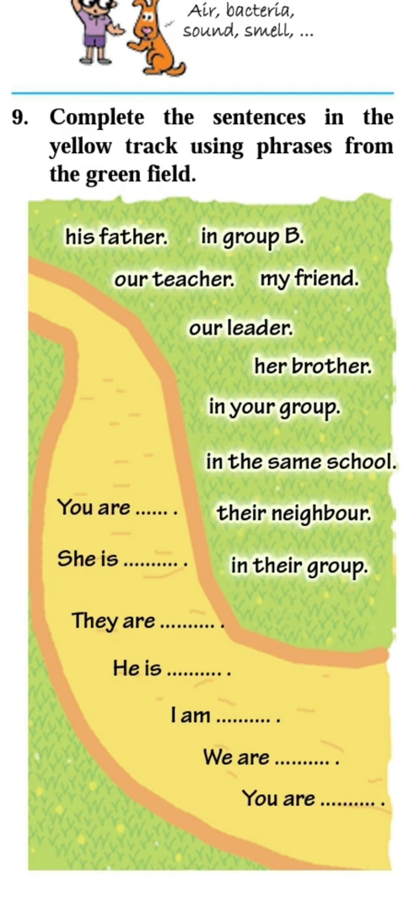So now, first incomplete sentence is you are. You can use my friend. Now sentence becomes: you are my friend. You can use our leader. Now sentence becomes: you are our leader. You can use our teacher. Now sentence becomes: you are our teacher.